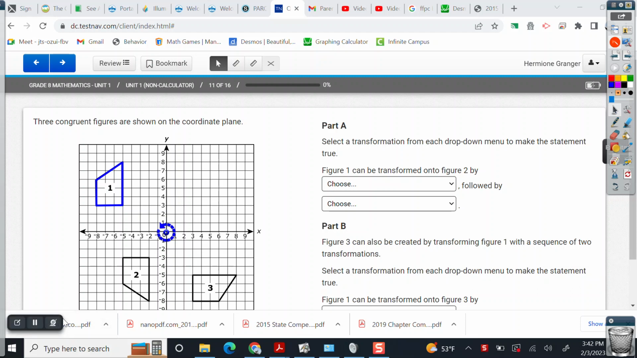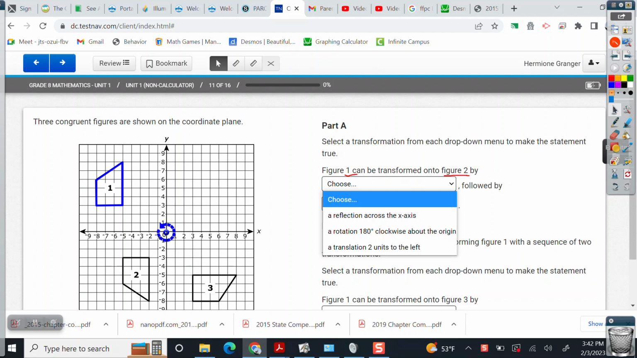All right, so we're going to take a look at the last half of Unit 1, Part Practice, 11 through 16. Here we go. We have a shape, and we're going to call that shape 1. We are going to do some sort of transformation such that figure 1 becomes figure 2. And it's going to take not one, but two different transformations to make this happen. So let's see what our options are, and then we'll eliminate the options as we go.